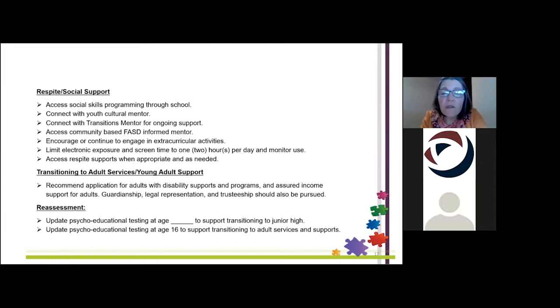Transitioning to adult services and young adult support is really important. And we do recommend that you indicate if there are any guardianship, legal representation, or trusteeship issues that should be acted on, particularly for that age group. Reassessment should be recommended, especially during key transition supports, and also when youth are transitioning to adult services and supports.